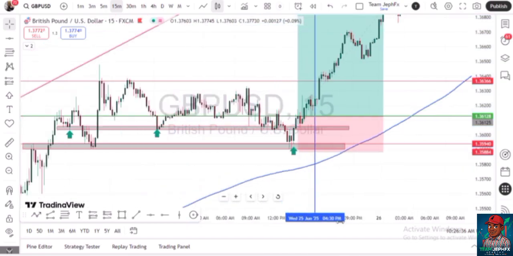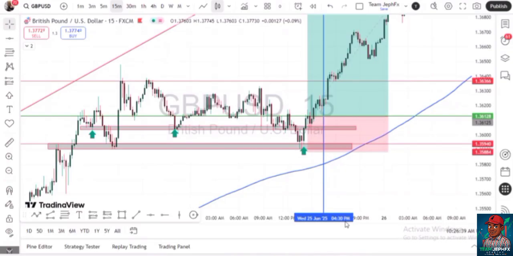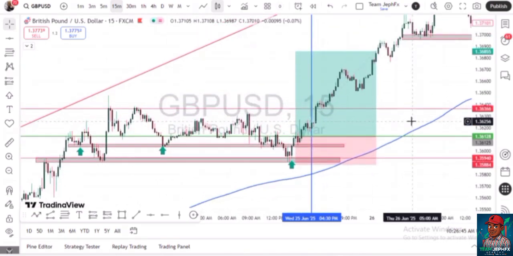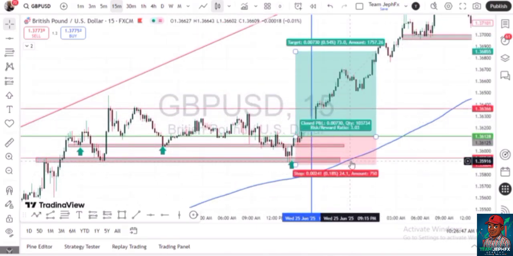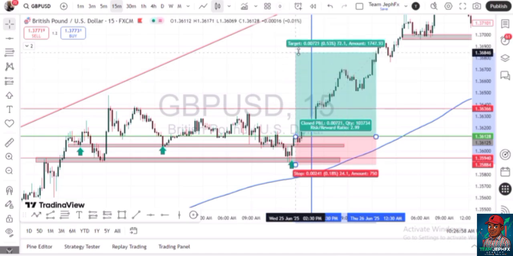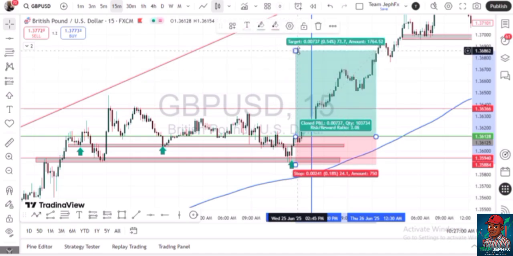To set your TP, which is step 3, you will target at least times 2. Since this one is 24, times 2 will be about 48. So you can target times 2, which is 48. In this video I was able to target times 3, depending on your risk to reward ratio, but the minimum that you should target is at least times 2.